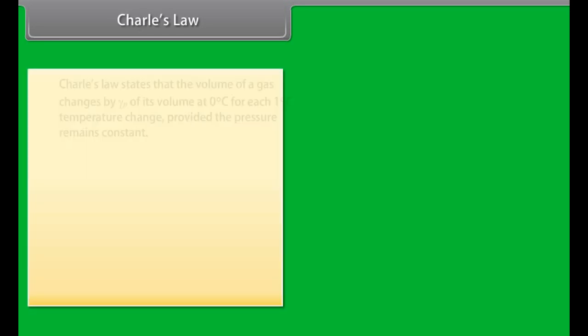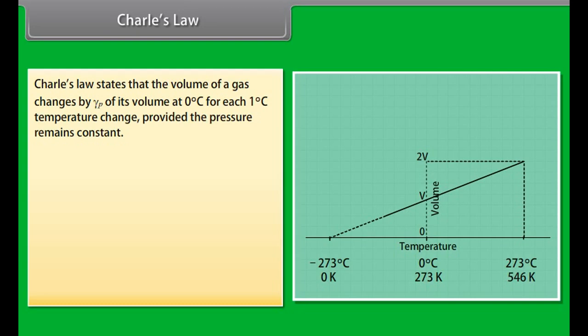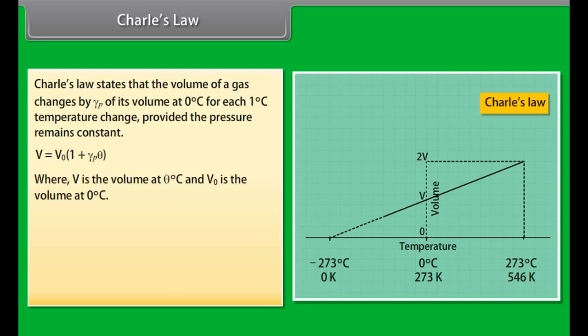Charles' law. Charles' law states that the volume of a gas changes by γp of its volume at 0 degrees centigrade for each 1 degree centigrade temperature change, provided the pressure remains constant. V = V0(1 + γpθ), where V is the volume at θ degrees Celsius and V0 is the volume at 0 degrees centigrade. The above relation can be written as V = V0(1 + θ/273).